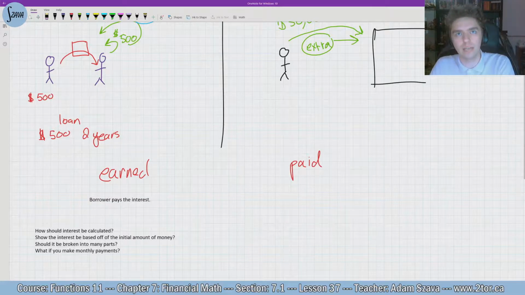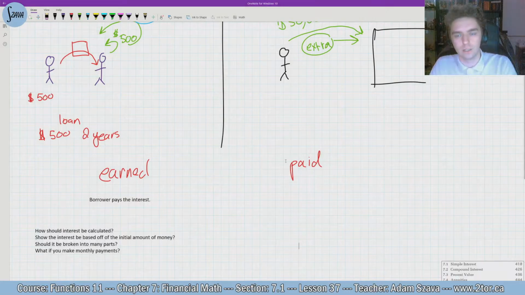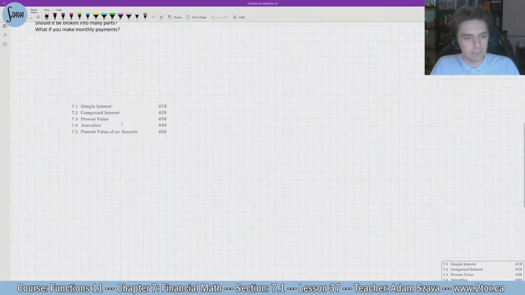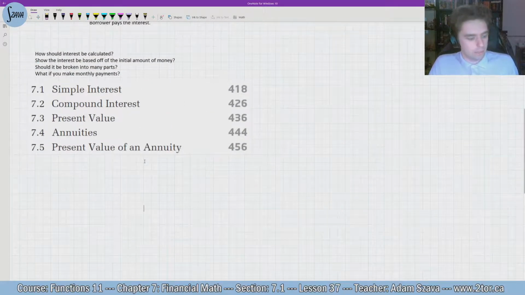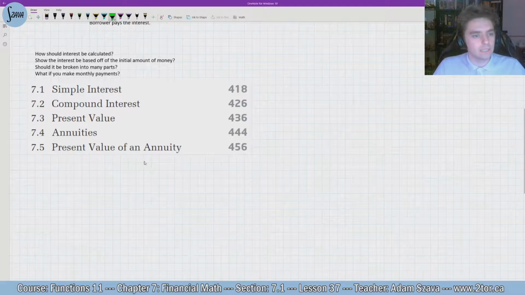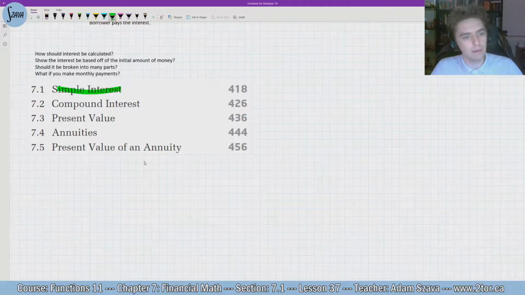So let's take a quick look at the general outline of the unit before we actually get going. We are starting this lesson with 7.1, simple interest. This is the simplest kind of interest that you can calculate. It's pretty basic. In fact, it's not used very much in the real world, but it's a good starting point. Then we have compound interest, which is very, very common. This is how most interest payments are calculated.